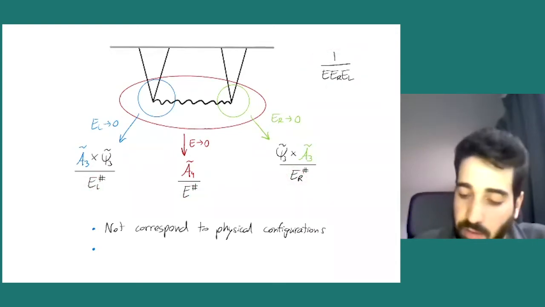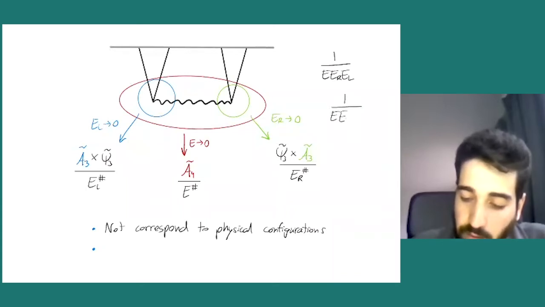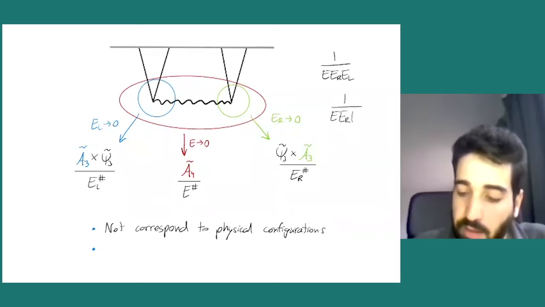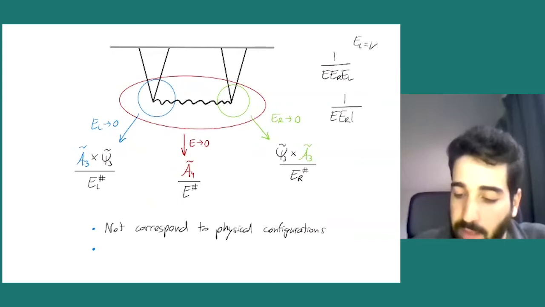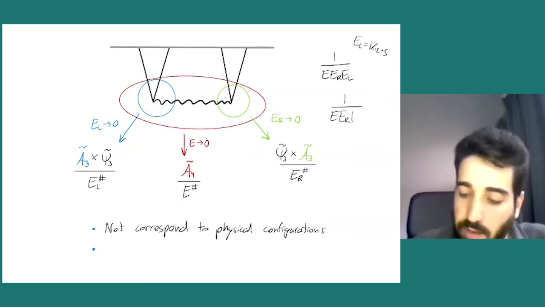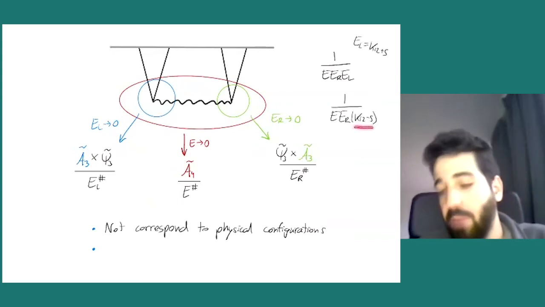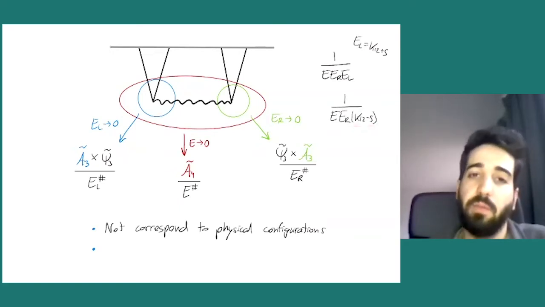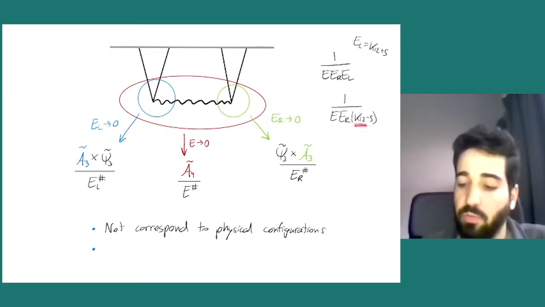But if you give me a correlator which instead of this has E right, and then instead of having E left, which is K12 plus S, has K12 minus S, this singularity can be accessed by physical momenta because it's just the difference between 2 positive things.